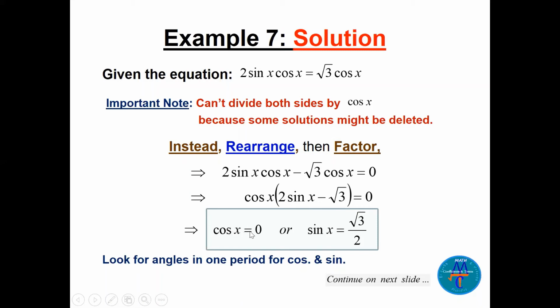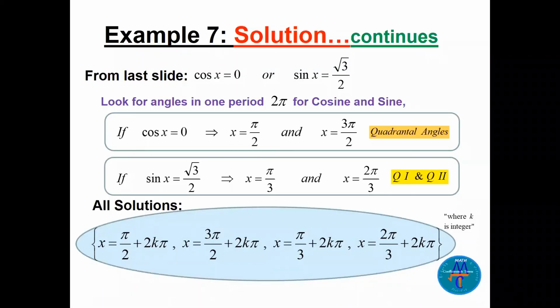So we take cosine of x is equal to 0, or sine of x will be square root of 3 over 2. So from the last slide, we see that cosine of x is equal to 0, or sine of x is equal to square root of 3 over 2. We know that the period for sine and cosine is 2 pi. So let's look for all angles in the first period. If cosine of x is equal to 0, then x will be pi over 2 and x will be 3 pi over 2. These are called quadrantal angles because they lie on either the x-axis or y-axis.